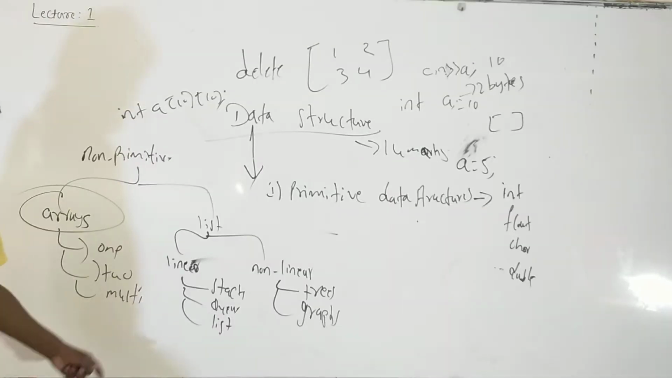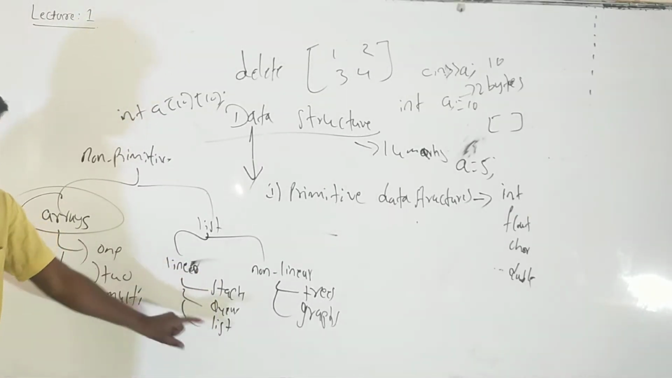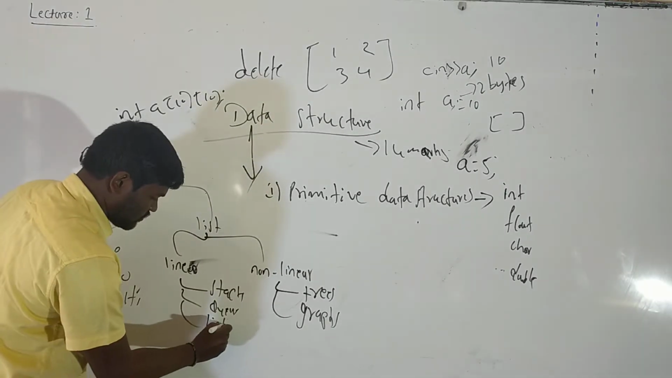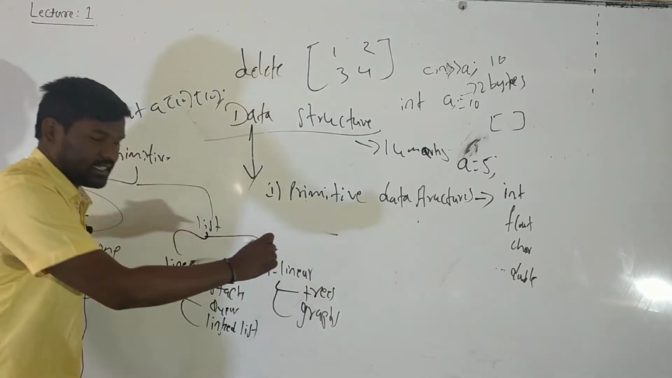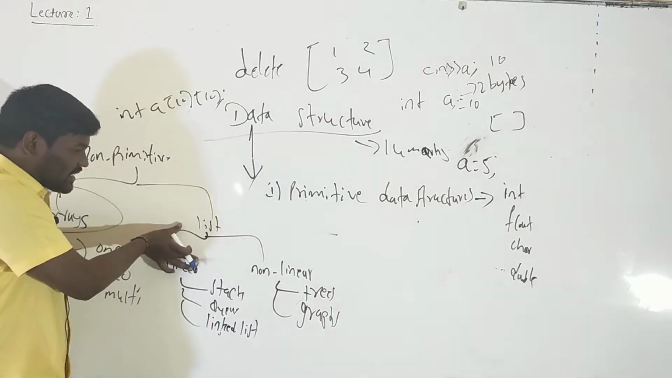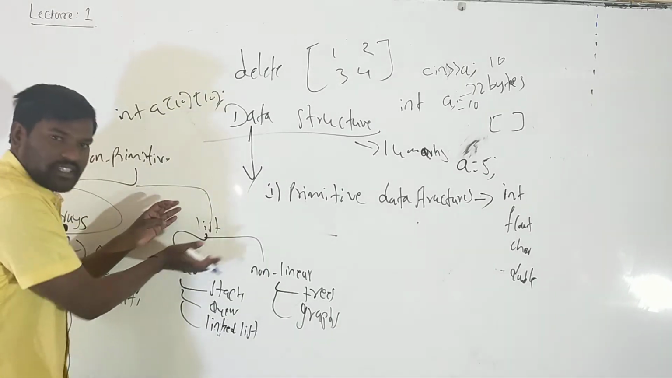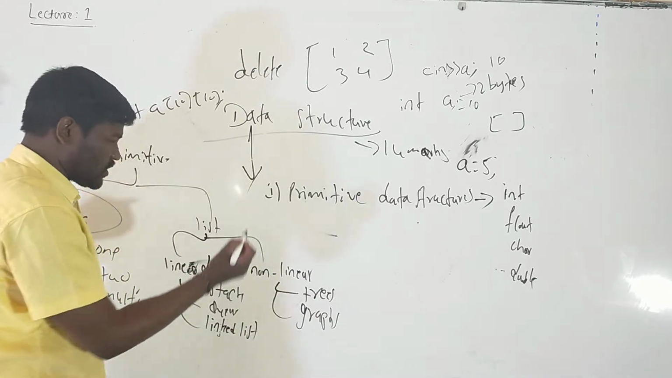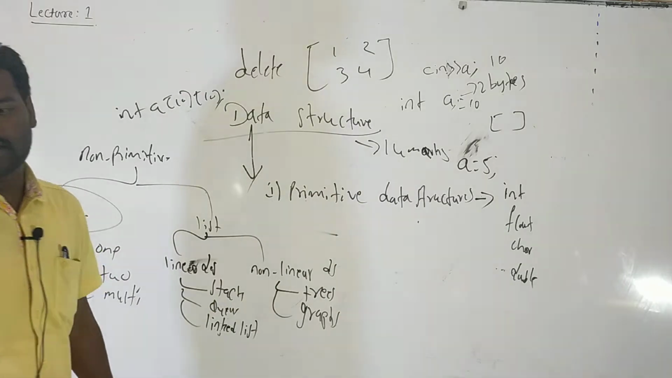Here linear means it consists of stack, queue and linked list, or simply list. See here, again list is classified into two types. First one is linear data structures, DS for short, and the second is non-linear data structures.